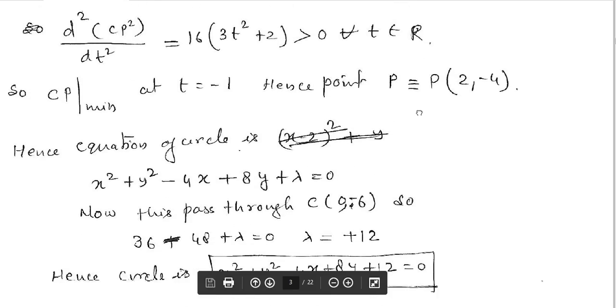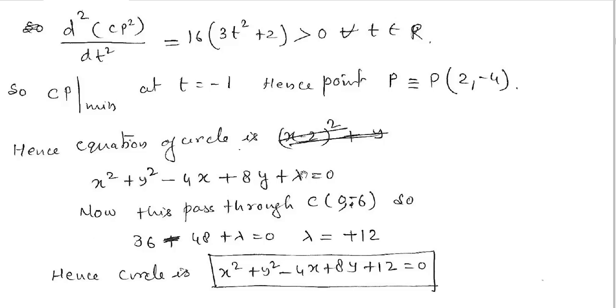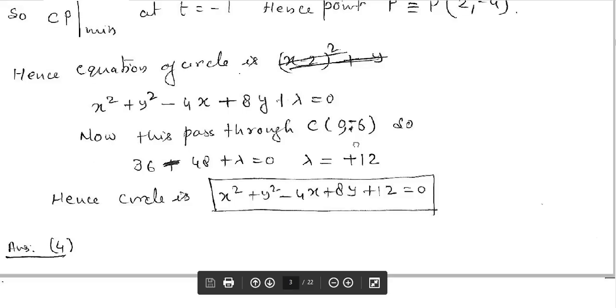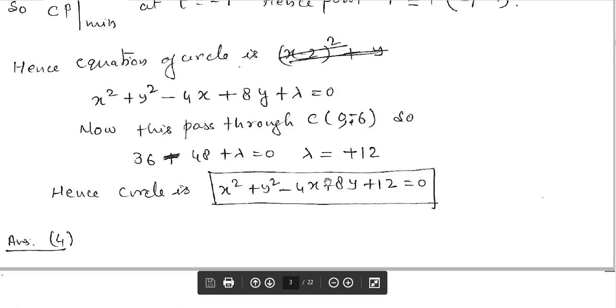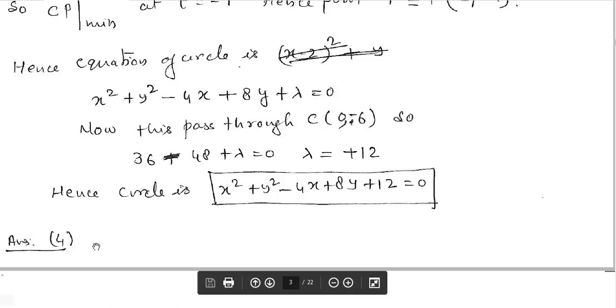So the circle having this center can be written as this type, and to get the value of lambda, we know the circle is passing through 0 comma minus 6. After applying this, we are getting lambda as 12. Hence this is the circle. The fourth option is the correct option.